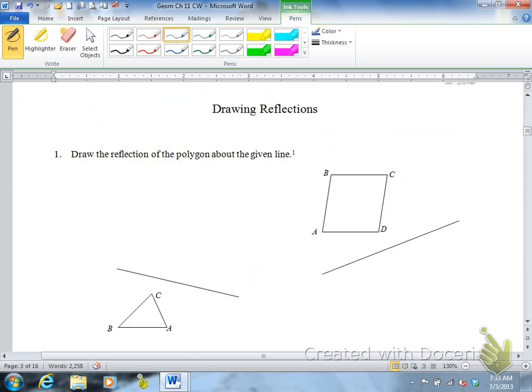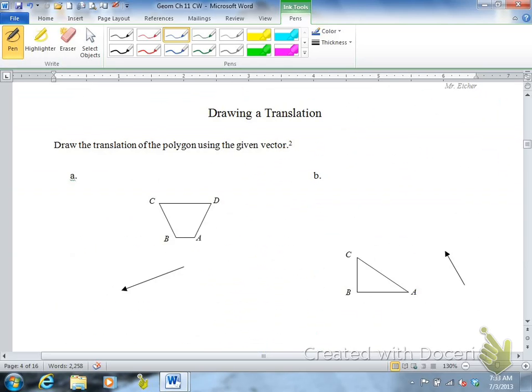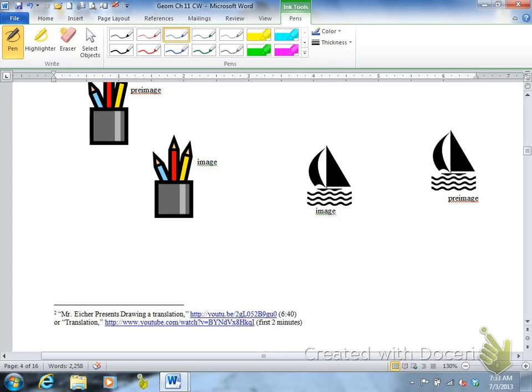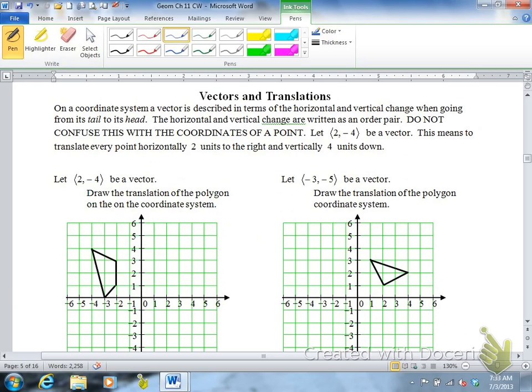For page 3, that's a different video that you're going to watch. And for page 4, that's a different video that you're going to watch. So let's finish with page 5, and then we'll go back and watch some videos to show how to do those other points. So vectors and translations.